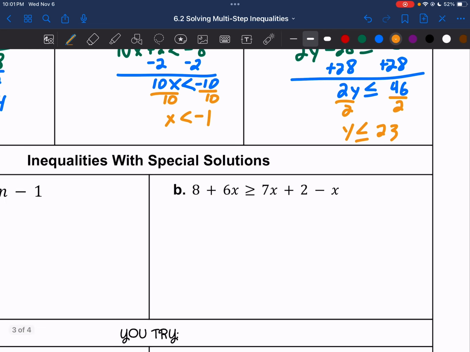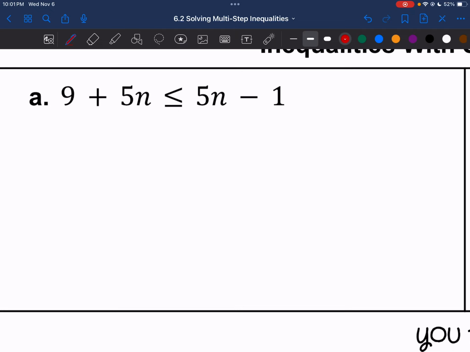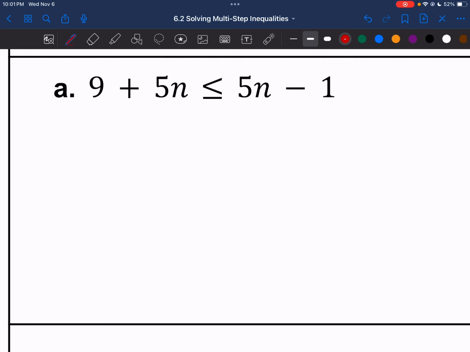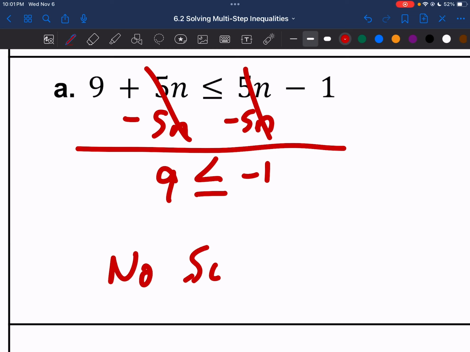All right, now, the next section here is inequalities with special solutions. So let's take a look at letter A. We have 9 plus 5n is less than or equal to 5n minus 1. So we're going to subtract 5n from both sides. Our variables are going to cancel out. And so we have 9 is less than or equal to negative 1. Is 9 less than or equal to negative 1? No, it's not. So this is no solution. There is no value that I could substitute in for n and get a true inequality.